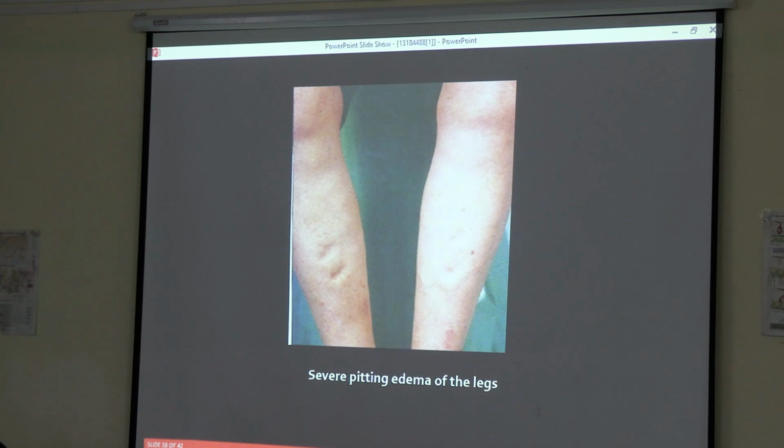So this is a case of a pitting edema. So what is pitting edema?